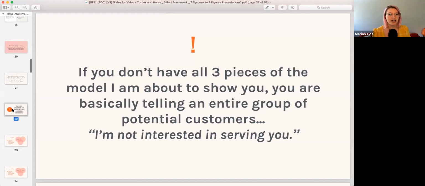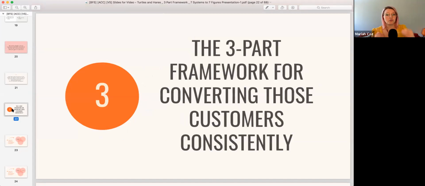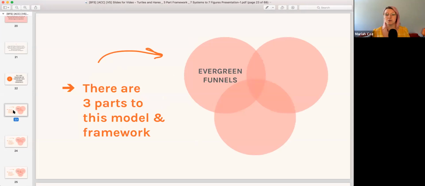So that's why we need to implement the 3-part framework for converting those different types of customers consistently. Now, there's 3 parts in our course model, and this is the reason why you're going to learn about all these different parts in detail over the next few days, right? You're going to learn about evergreen funnels, you're going to learn about launching, you're going to learn about everything. So the first part is evergreen funnels.